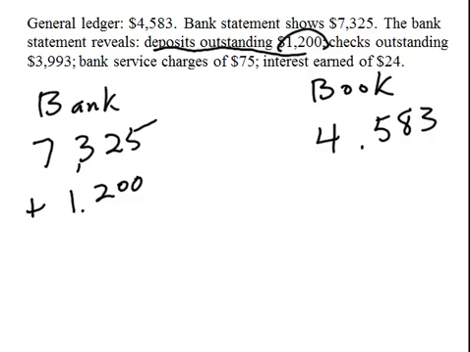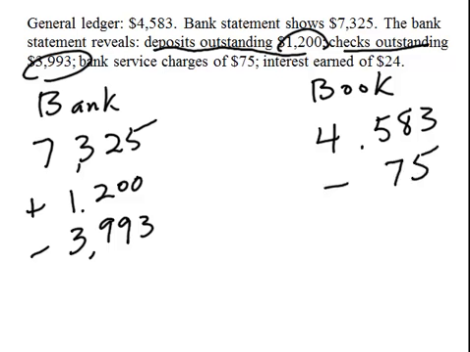The adjustment is an addition in the bank column. Checks outstanding represent reductions in cash that the company has recorded but have not yet been reflected in the bank balance. Service charges are amounts recorded by the bank but not yet recorded by the company. The update to the company's books is a reduction for the charge levied.